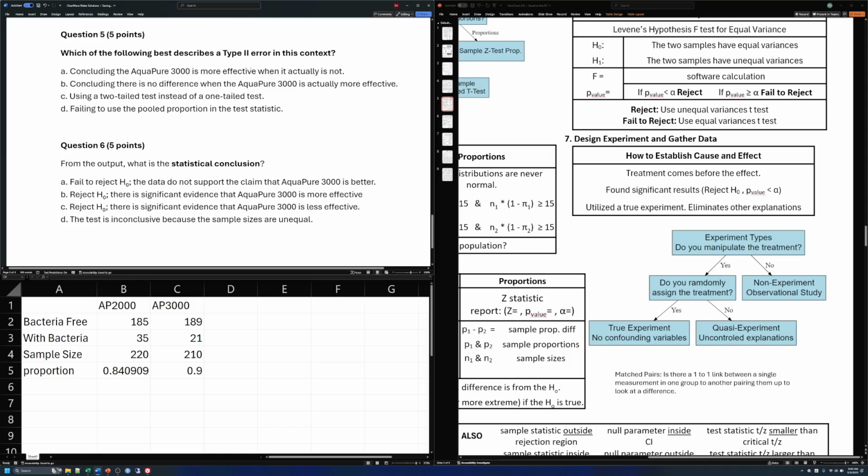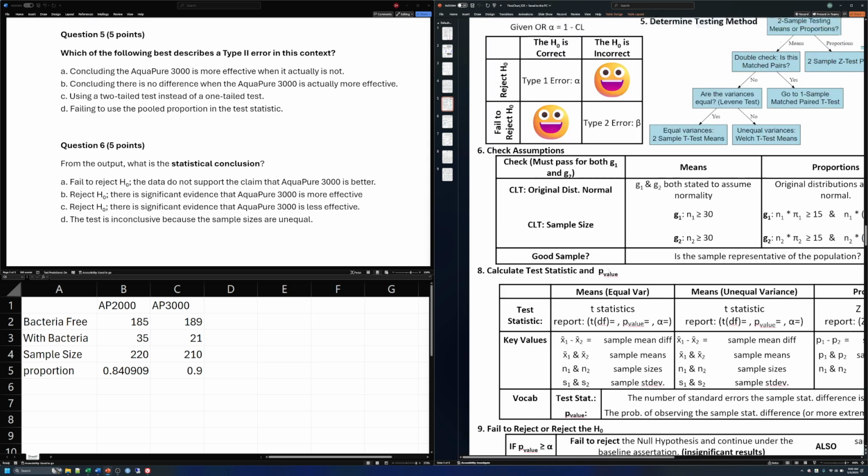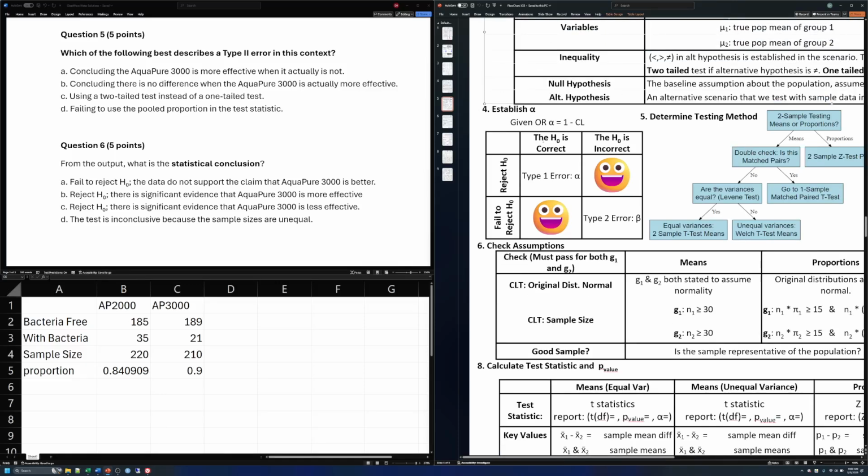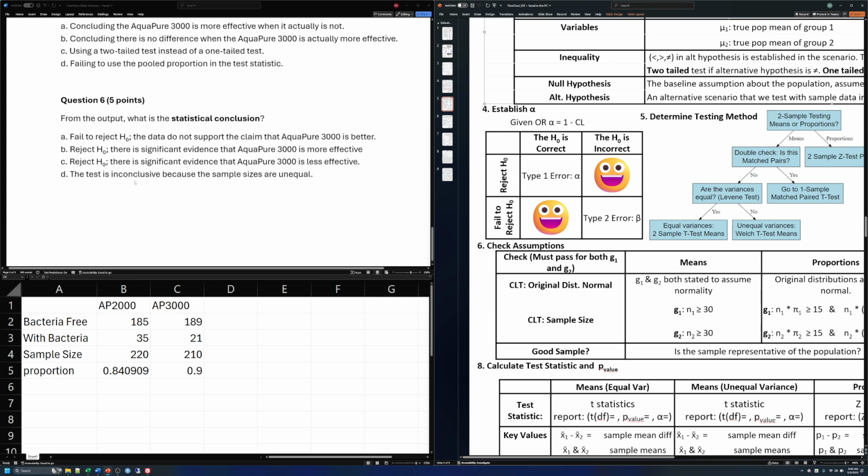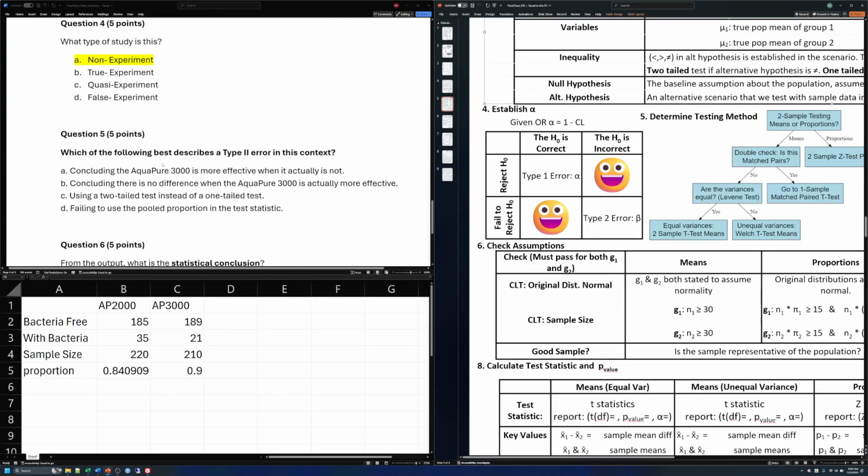Question 5, which of the best follows a type 2 error? All right, type 2 errors, we have a nice table for this in step 4 of our chart, where type 1 errors are where we reject the null hypothesis. That's what the data tells us to do, but the null hypothesis is correct. And a type 2 error, what we're interested in is when we fail to reject the null hypothesis, when the null hypothesis is incorrect.